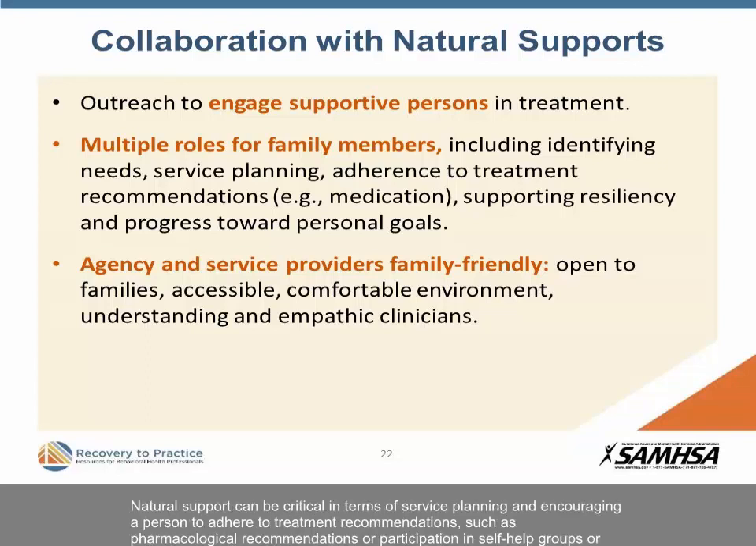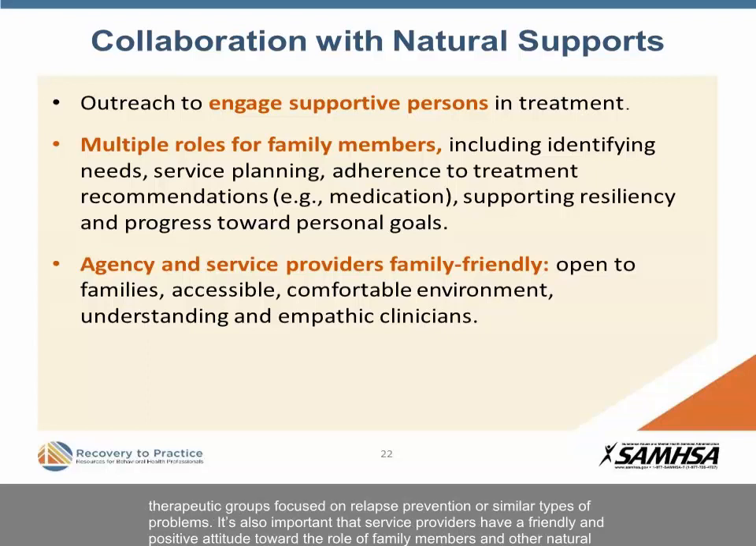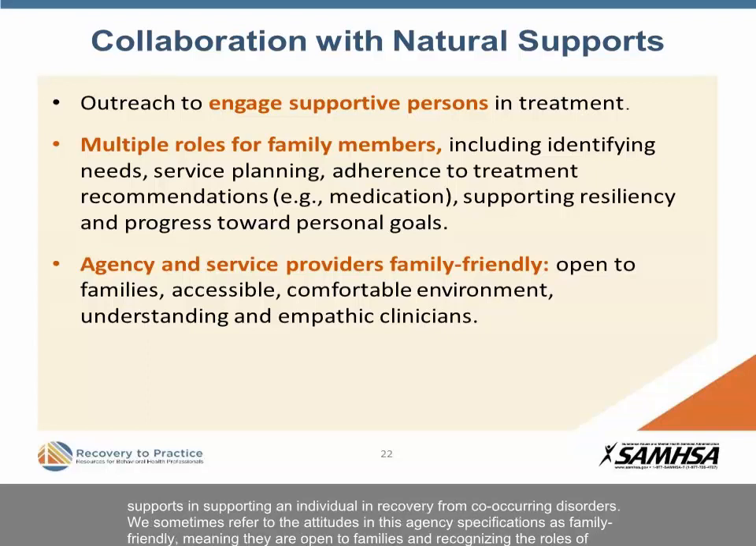Natural supports can be critical in terms of service planning and encouraging a person to adhere to treatment recommendations, such as pharmacological recommendations, or participation in self-help groups, or therapeutic groups focused on relapse prevention or similar kinds of problems. It's also important that service providers have a friendly and a positive attitude towards the role of family members and other natural supports in supporting an individual in recovery from co-occurring disorders.